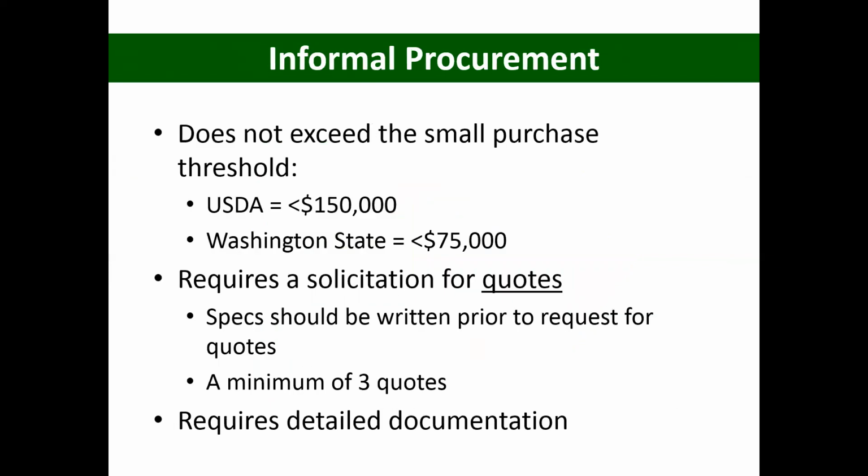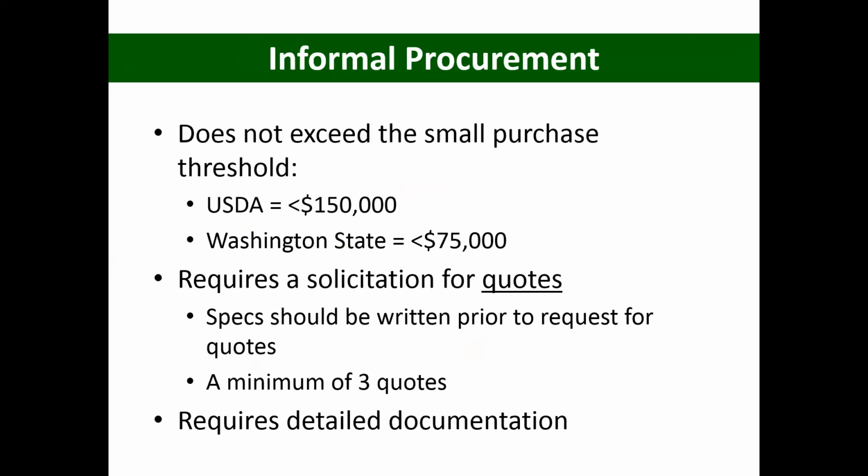Informal procurement. The small purchase threshold for USDA is $150,000. Washington State is less than $75,000. You must follow the most restrictive limit, and the most restrictive limit is Washington State. So informal procurement procedures you would follow for purchases that are less than $75,000. Less than, not equal to, but less than. So if it's exactly $75,000, you would have to follow a different procurement procedure.